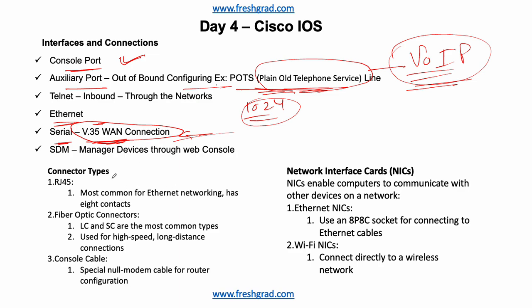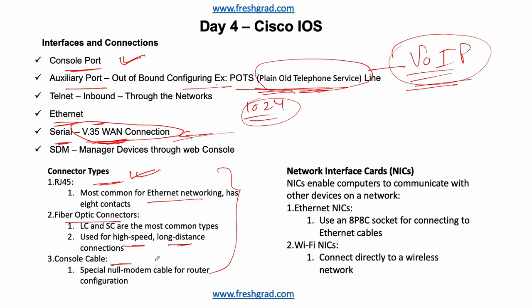And what are the connector types? If you see here, connector types are RJ45. There is an RJ45 cable. When we discuss the labs, I will show you what the RJ45 is and everything. Most common for Ethernet networking, it has 8 contacts, and there are fiber optic connectors as well. LC and SC are the most common types used for high speed and long distance connections. You can simply look up the different types of fiber optic cables, right? We'll discuss it when we do the labs.